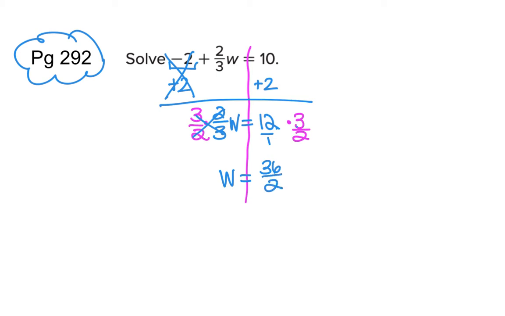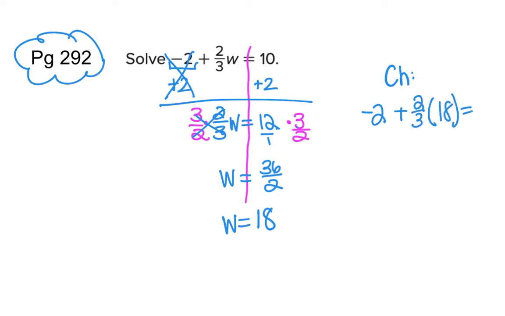And at this final step, I'm going to simplify. 36 divided by 2 gives me an answer of 18. And now if I want to check my answer, I'm going to plug that back in. -2 plus 2/3 times 18 equals 10. And 2/3 of 18 is 12. -2 plus 12 equals 10. And yes, 10 equals 10. It checks.